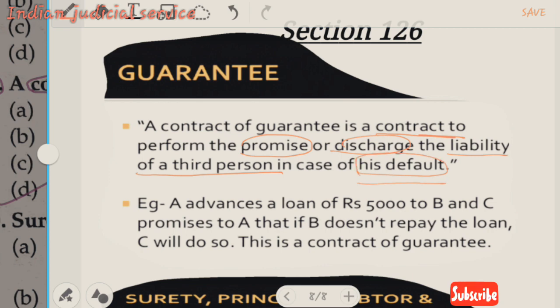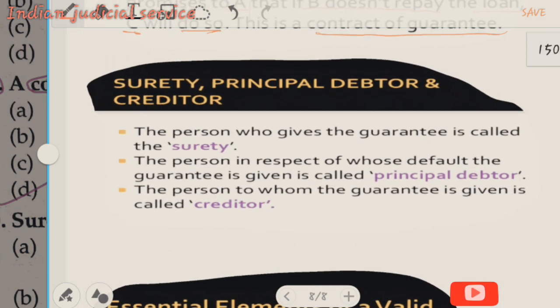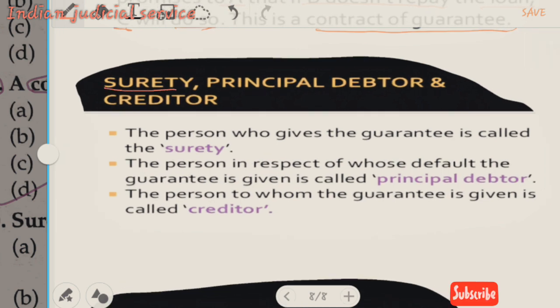Let's take an example to better understand. A advances a loan of 5,000 to B, and C is the surety here. C promises A that if B does not repay the loan, C will do so. This is a contract of guarantee. In a contract of guarantee there are three parties, but in a contract of indemnity there are only two parties. Now we discuss these three parties: the surety, the principal debtor, and the third one, the creditor.